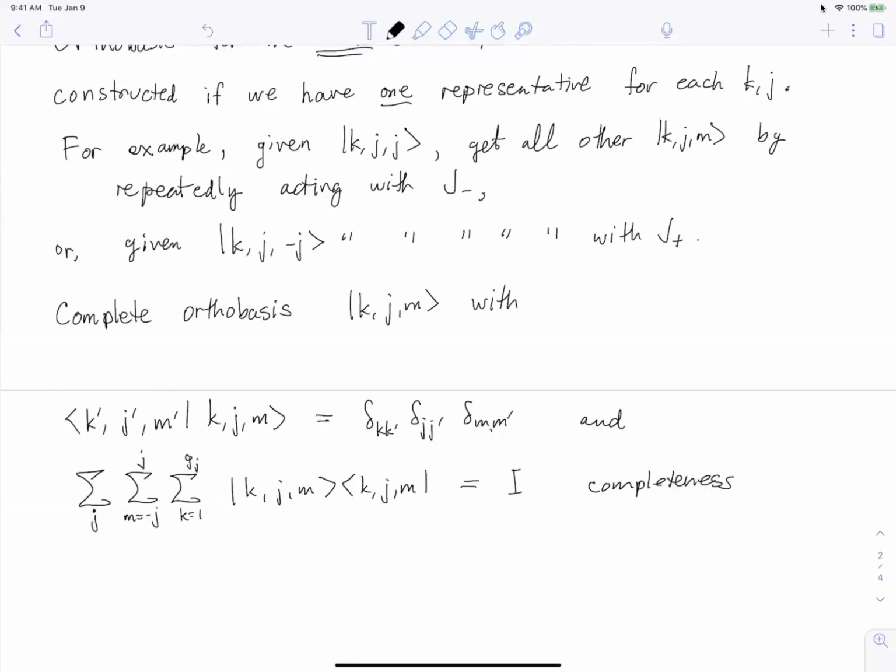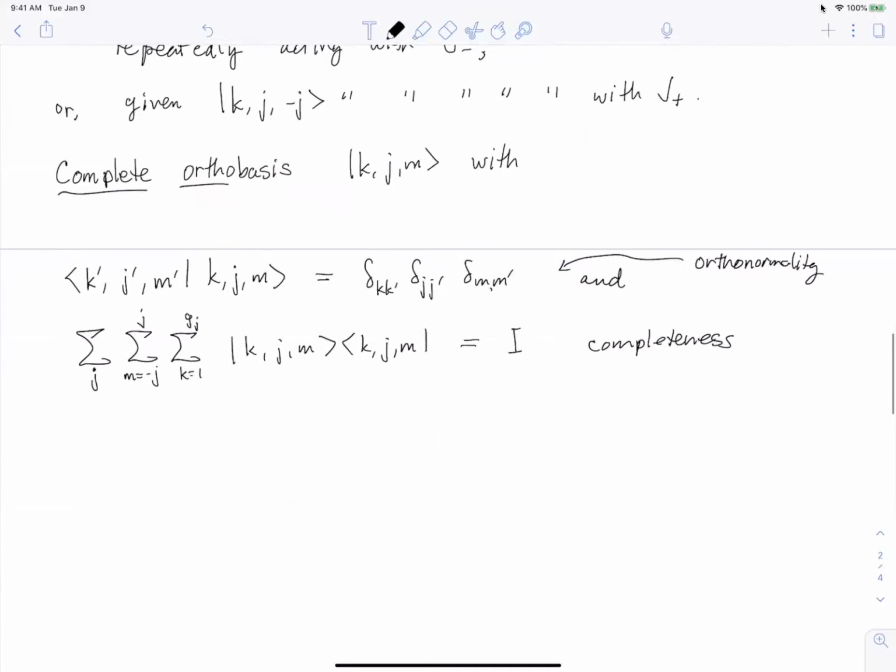Okay, that's the completeness part of it. And this is the orthonormality part of it, which was there. So this is a little bit abstract. In a real problem, you need to know what j's actually contribute and what k's are and how they contribute. So unfortunately, I can't answer that question without committing to a specific problem.